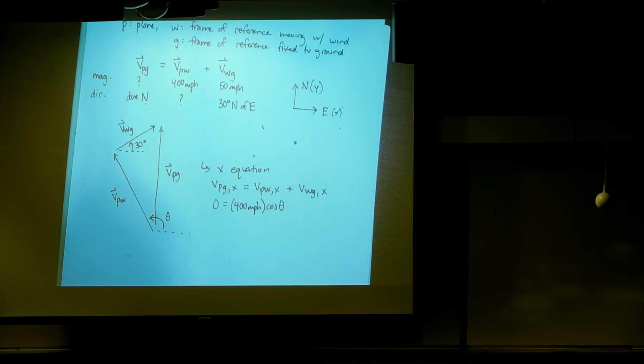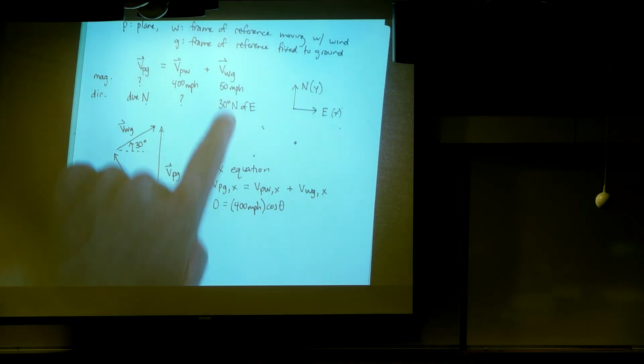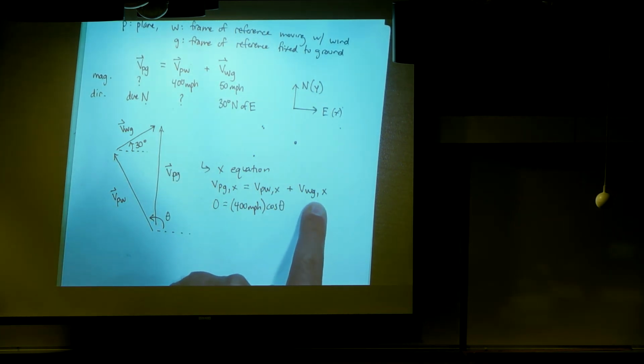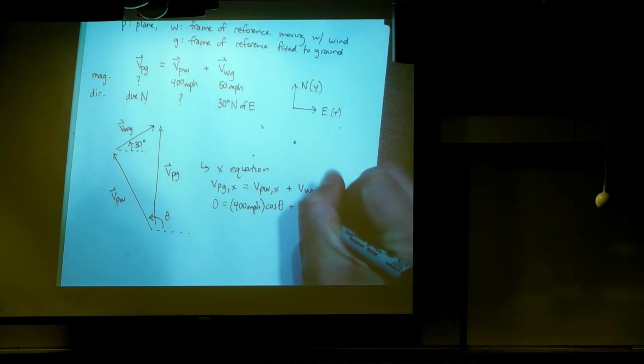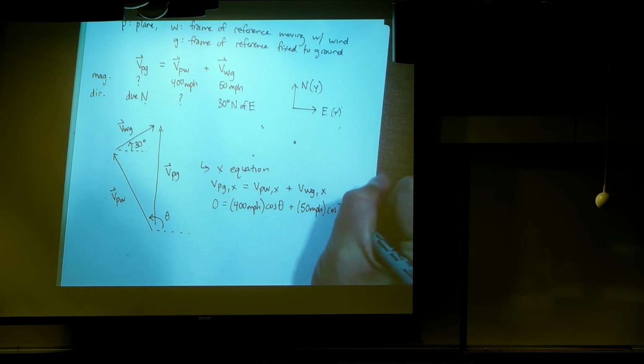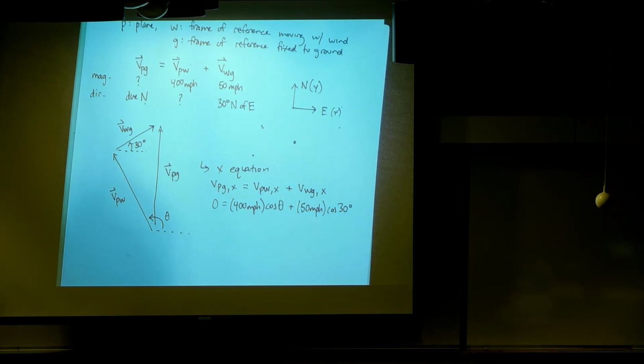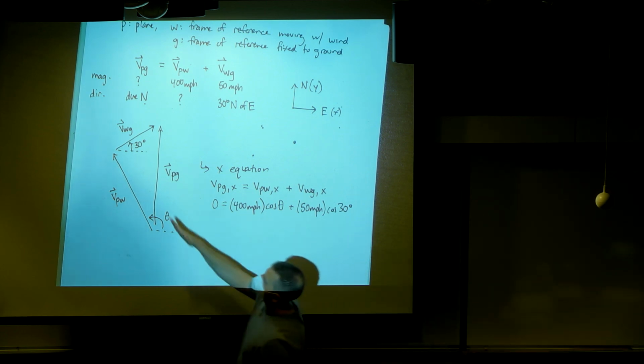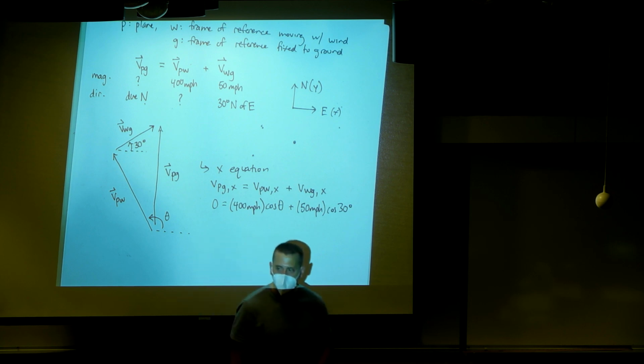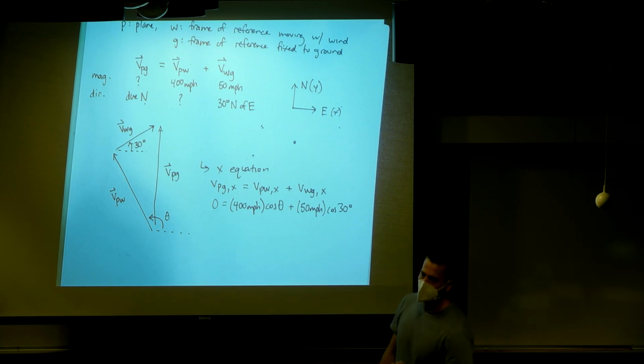For the wind relative to the ground, that velocity, we know both the magnitude and the direction. So it's pretty simple to write the x component, right? That's going to be 50 miles per hour cosine of 30 degrees. Do we agree? Does that make sense? And look, the only unknown is theta, which basically is telling us which way the pilot is going to have to aim the aircraft. Okay?